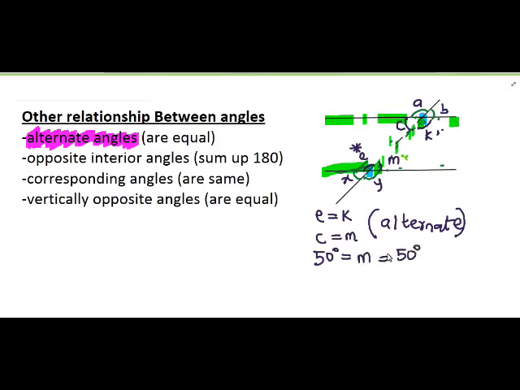Okay, the next one we're going to talk about right now is the opposite interior angles. Opposite interior angles, and they sum up to 180. So in this particular diagram, remember, don't forget our line.